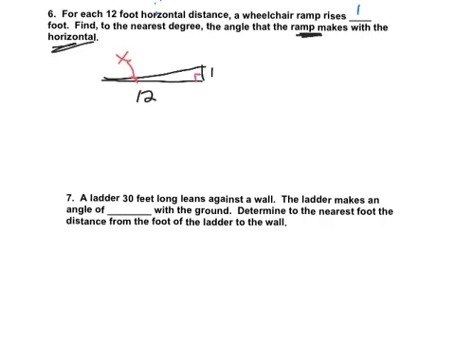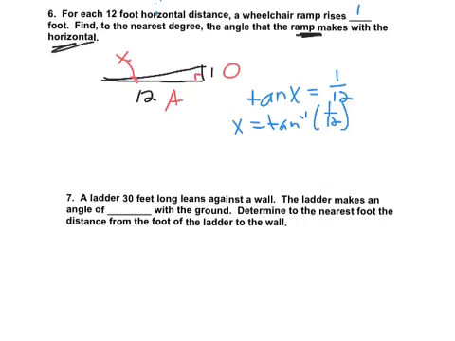Here's my right angle. So relative to that, I don't have the hypotenuse. I have opposite and I have adjacent. That should tell you that we have to use the tangent function. So the tangent of x is equal to 1 over 12. This is one of those where you have to find the angle. So x is actually the inverse tangent of 1 over 12. And when you round to the nearest degree, x is approximately equal to 5 degrees.